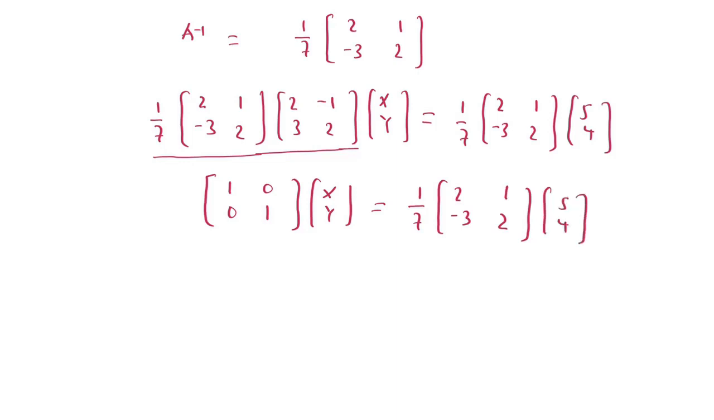Also, we know that a matrix times an identity matrix is going to give the matrix itself. So at this part, we are just going to have matrix x, y. Then our equation is going to be x, y equals 1 over 7 times matrix 2, negative 3, 1, 2 times matrix 5, 4.